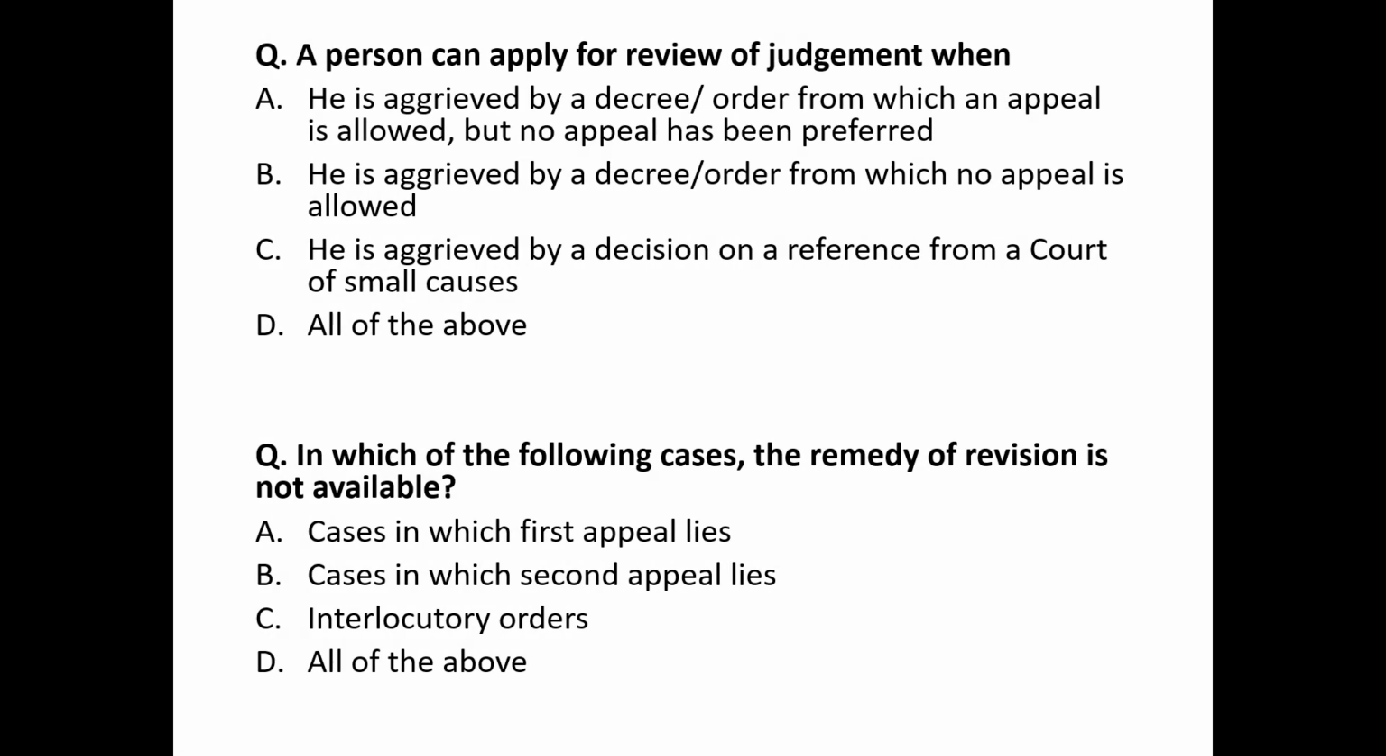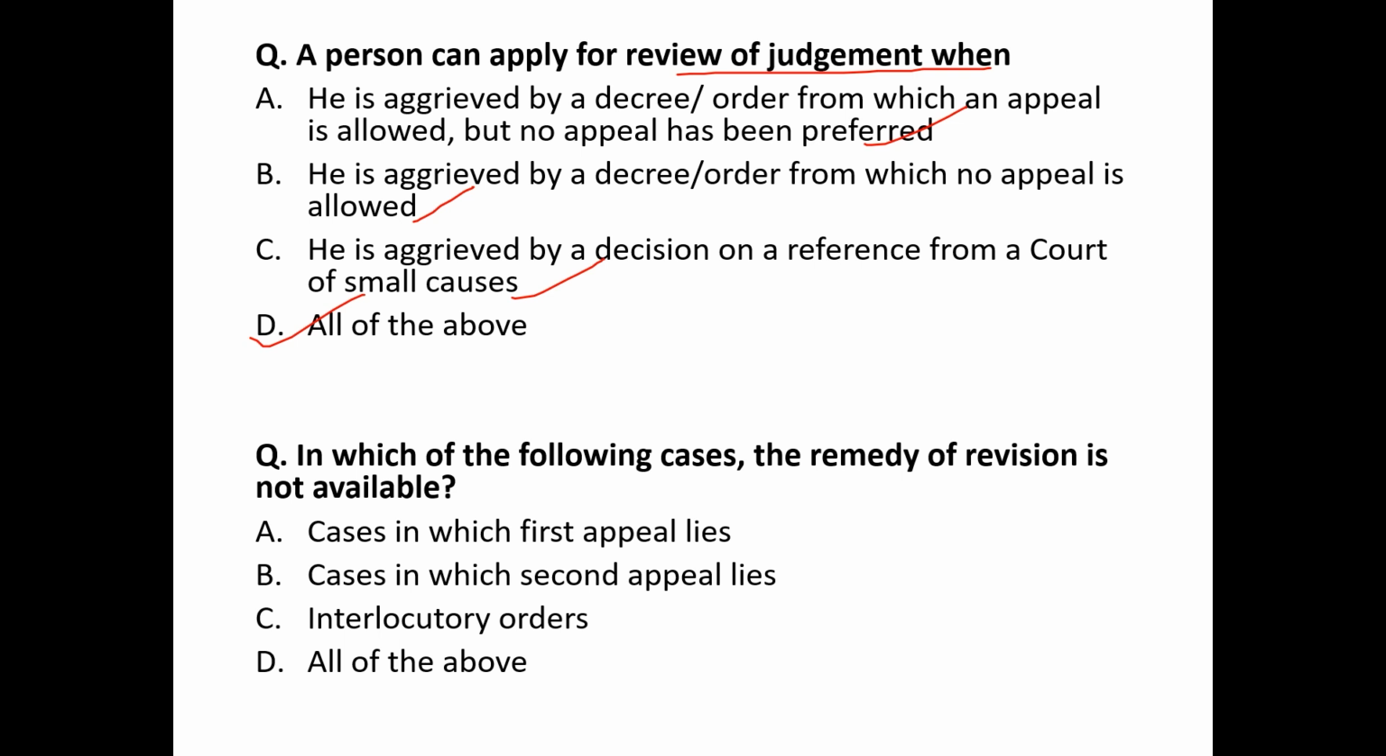Next question. A person can apply for review of judgment when he is aggrieved by a decree or order from which an appeal is allowed but no appeal has been preferred, correct. He is aggrieved by a decree or order from which no appeal is allowed, correct. He is aggrieved by a decision on a reference from a court of small causes, correct. So the answer will be option D, all of the above.